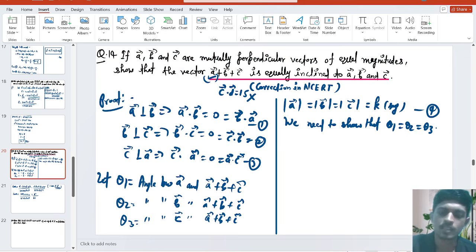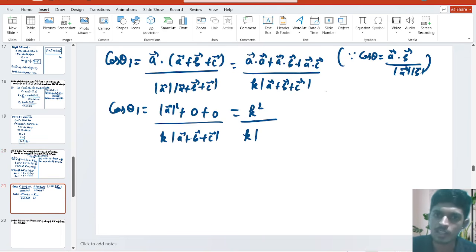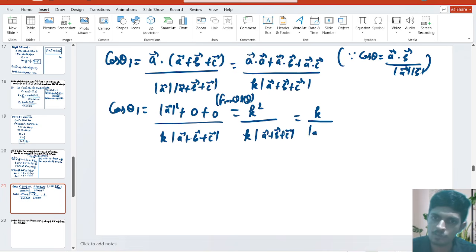From 1 and 3, from equation 1 and equation 3 we get 0, and this is k square upon k times vector A plus vector B plus vector C. This is k upon 1, k cancels out. This is vector A plus vector B plus vector C. I hope it is clear to you.